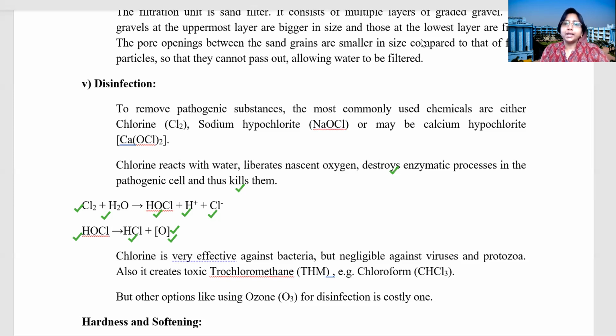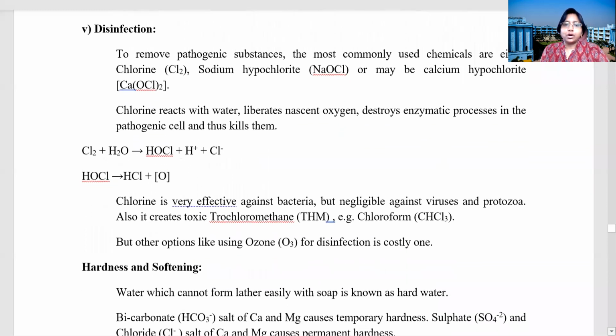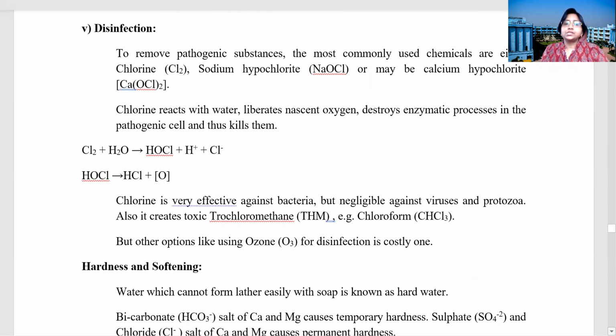Chlorine is highly effective and works for a long time, for long hours. But it also has a disadvantage: chlorine can create chloroform, CHCl3, which is carcinogenic, or trichloromethane, which is toxic.